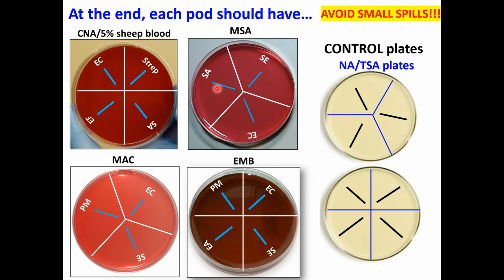So each pod would have 1 plate for each medium, because we have 4 selective and differential media here, and then you'd have 2 control plates as well. So you'd just incubate all those 6 plates, and then 2 days later we would see the results.